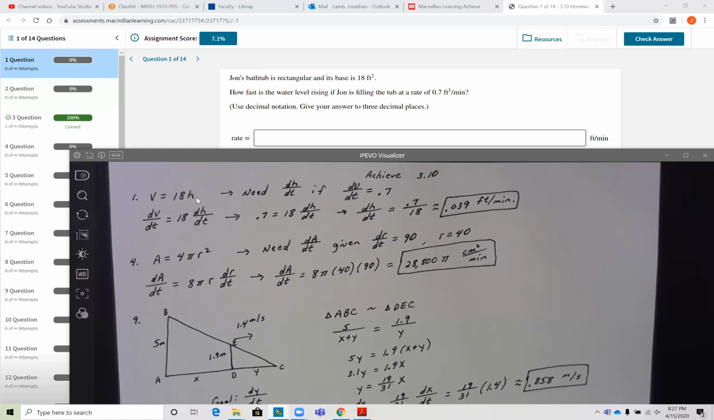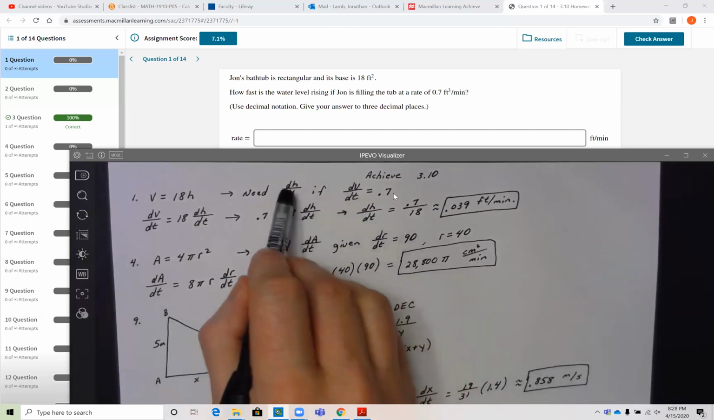Now, it's wondering how fast the water level is rising. So please keep in mind, it is asking you what the change in height with respect to time is. So we're asked for what dH/dt is if John is filling the tub at 0.7 cubic feet per minute. Well, that's the change in the volume of the tub with respect to time. So you're given dV/dt is 0.7, and now we need to find what dH/dt is.